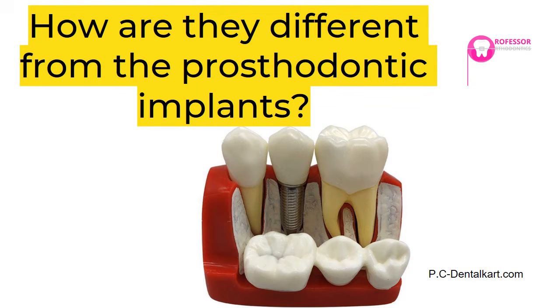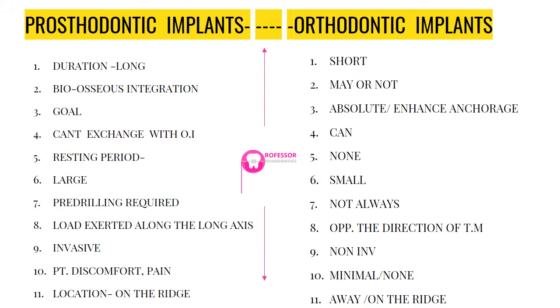So now, how are orthodontic implants different from prosthodontic implants? In this picture we can see that a premolar has been replaced with the help of a prosthodontic implant. Coming to the differences, well, there are n number of differences between prosthodontic and orthodontic implants. First of all, the first point is how long are these in use? The prosthodontic implants are supposed to serve the purpose of replacing missing teeth, one or more than one teeth.